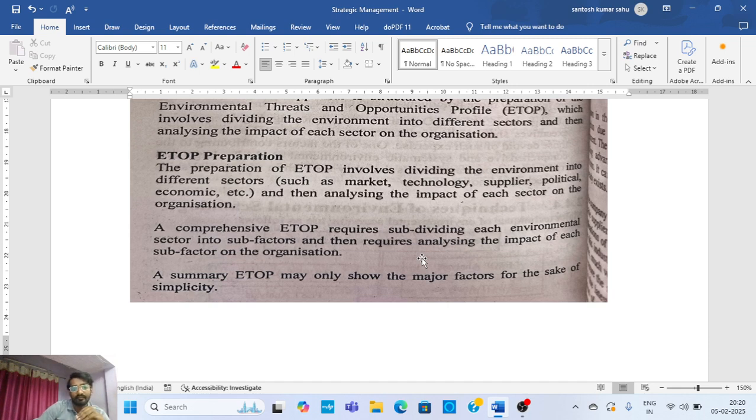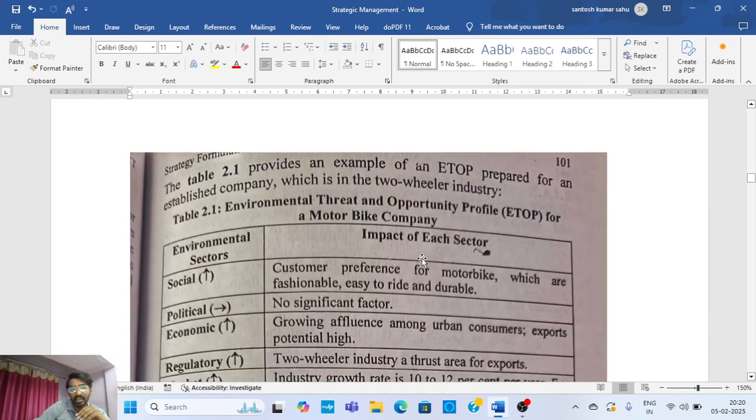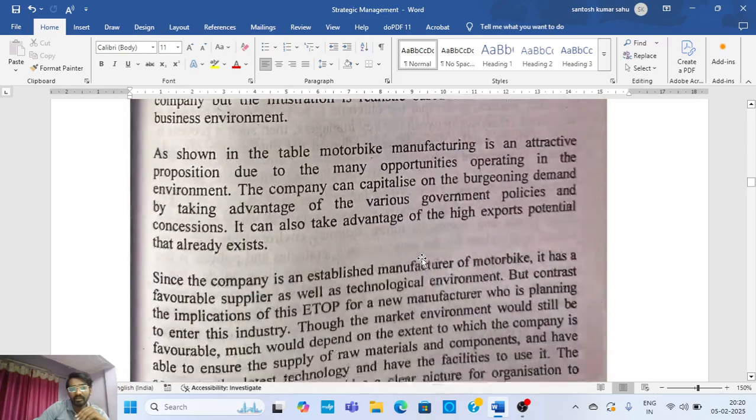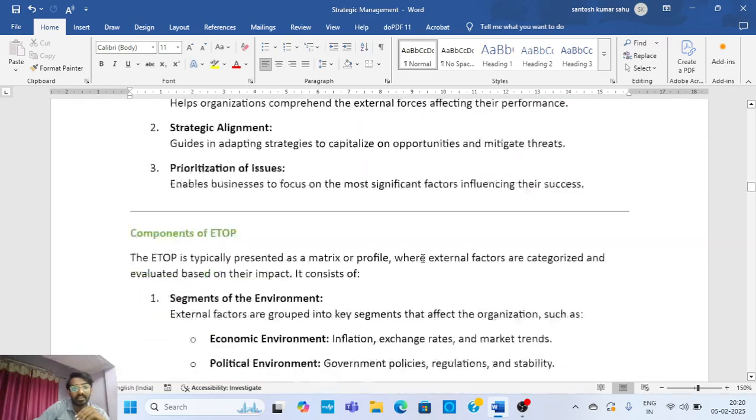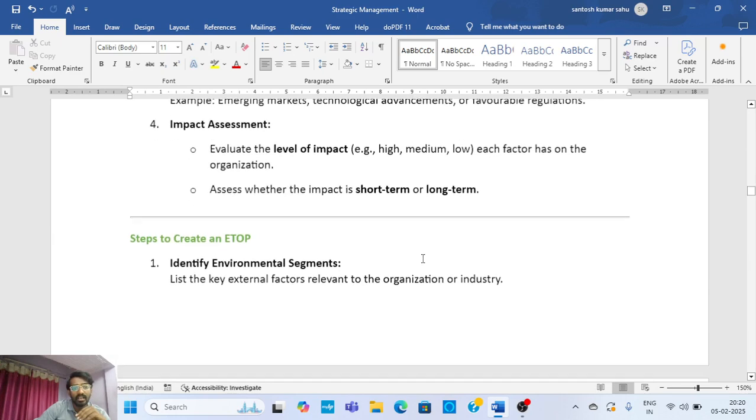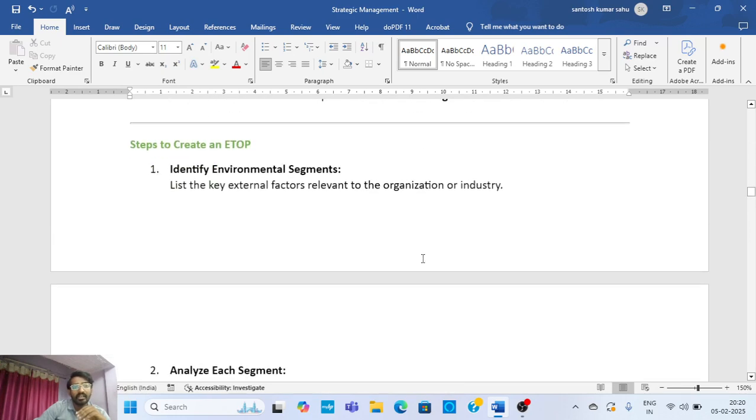Just move ahead to the next slide where you can see the steps of creating the ETOP process. Just a second. I'm going to, yeah, right here. The steps to create an ETOP process. The first one is to identify the environmental segments. आपको segment identify करना पड़ेगा according to what's the part or requirement of your organization or industry.